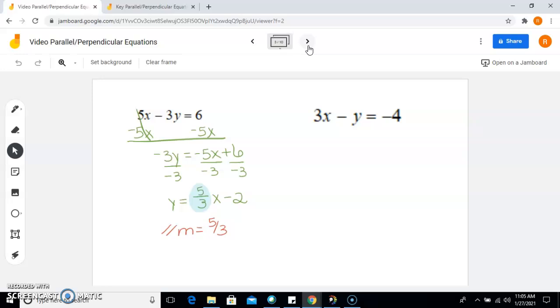On the second one, same thing. We're going to subtract 3x from both sides. And I'm left with negative y equals negative 3x minus 4. I'll divide all of them by negative 1. And I have y equals 3x plus 4. The slope of my original line is positive 3, which means my parallel slope is also 3.